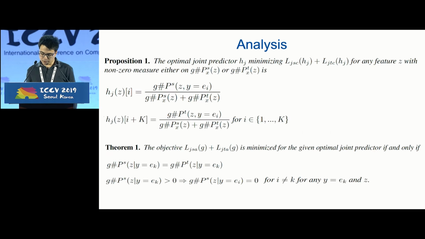Then, assuming the target labels are revealed, we did a simple analysis of the proposed objective functions. And the main result of our analysis is that the proposed objective functions are minimized only if the encoder matches the conditional push-forward distributions, given that the joint predictor is trained to be optimal.